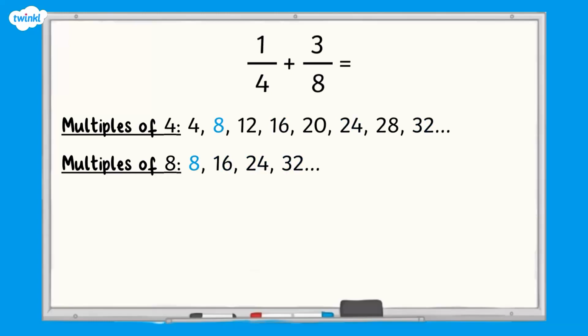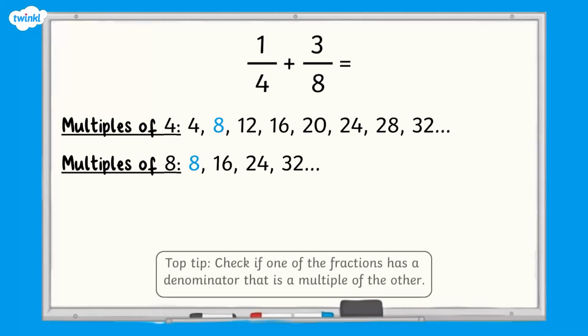Because one of the denominators is a multiple of the other, 8 is a multiple of 4, it means we only need to change one of the fractions for them to have a common denominator. Always remember to check if one of the fractions you are adding or subtracting has a denominator that is a multiple of the other, because it will make your calculation quicker and easier to complete.